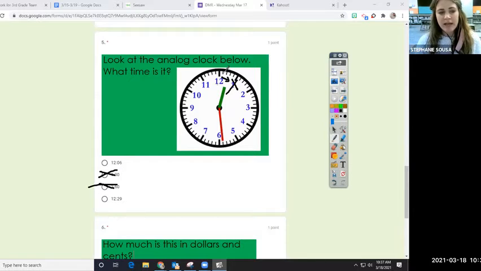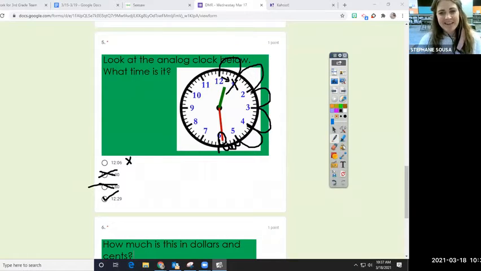Okay. So now I'm going to count by my 5s to get down to this minute hand. 5, 10, 15, 20, 25. I can't get to 30 because look, it's not touching 30. So now I'm going to count by 1s. 25, 26, 27, 28, 29. 12:29. I bet Levin is going to tell us a strategy about how he knew it wasn't 12:06.